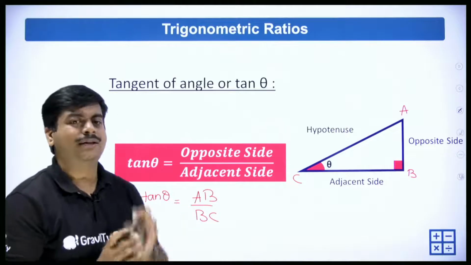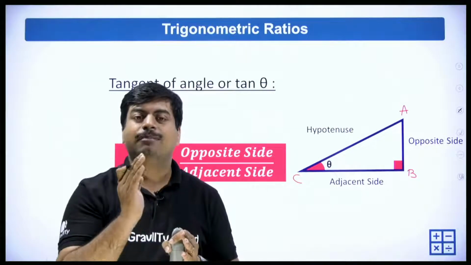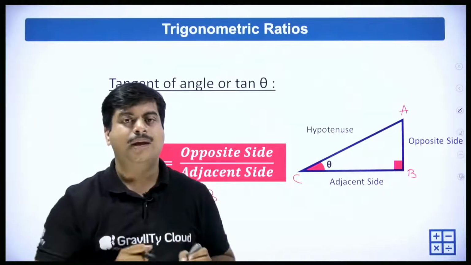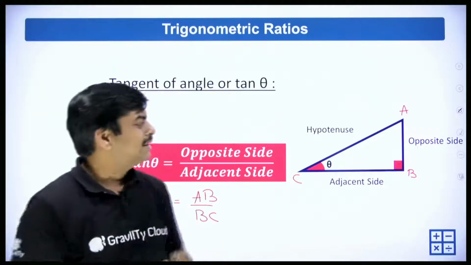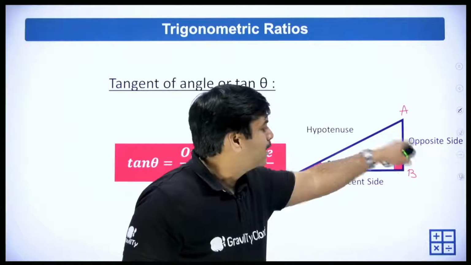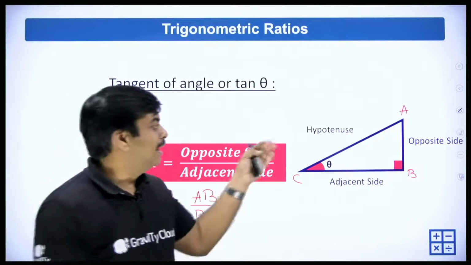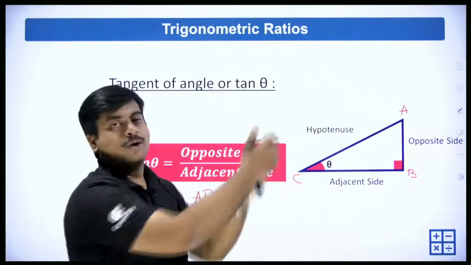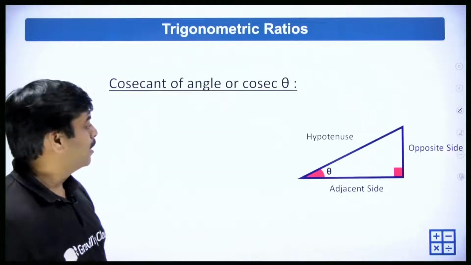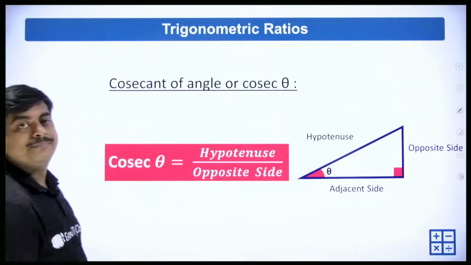So now, as we have discussed three important functions, I told you in the earlier slide that the other three functions will be the reciprocal of these three functions. Reciprocal means upside down. What is the first we discussed? Sine theta, which is opposite by hypotenuse. So now the reciprocal is hypotenuse by opposite side, which is called cosecant theta.